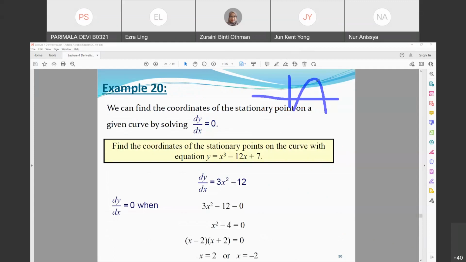Contoh kat sini. Ini ialah maksimum kan. Kenapa dia kata dy over dx sama juga dengan kosong? Kerana slope dia dekat sini. Slope dia, ni nilai kecerunan ni ialah kosong. Kenapa dia kosong? Cuba cari dia punya contoh kat sini ialah titik 3. Y dia. And ini ialah 1 dan dekat sini ialah 2.